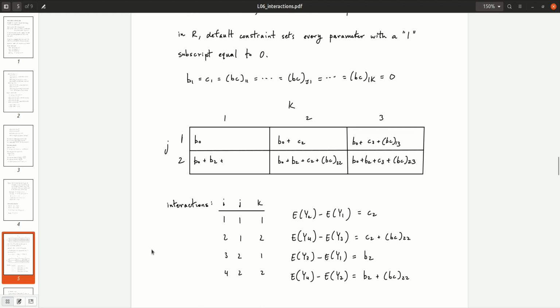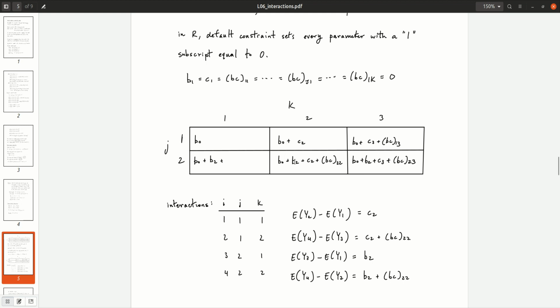If we look at another comparison, it actually ends up having the same parameters show up. So if we compare y3 to y1, we're comparing this cell to this cell. And the difference between those is b2. What does this measure? It measures the effect of changing the first factor from 1 to 2 when the second factor is at its first level. So that's this comparison.